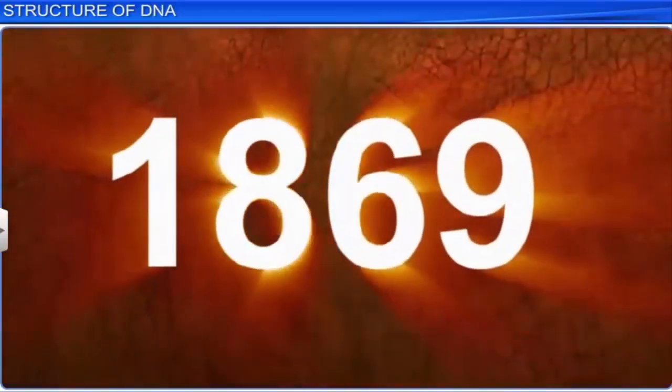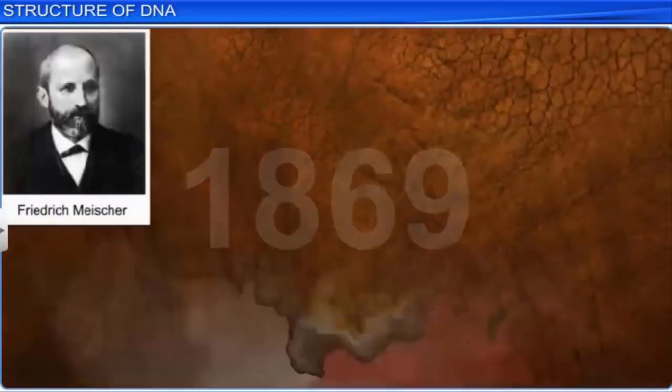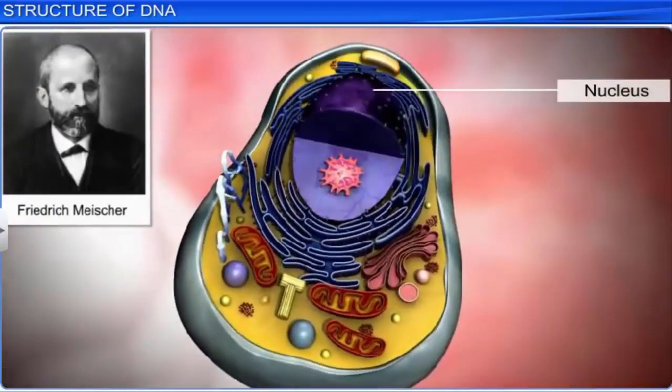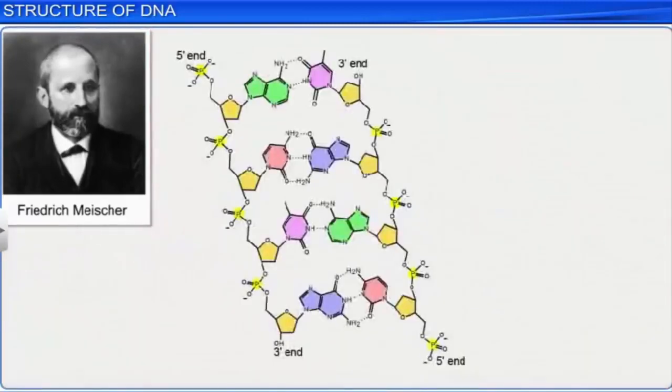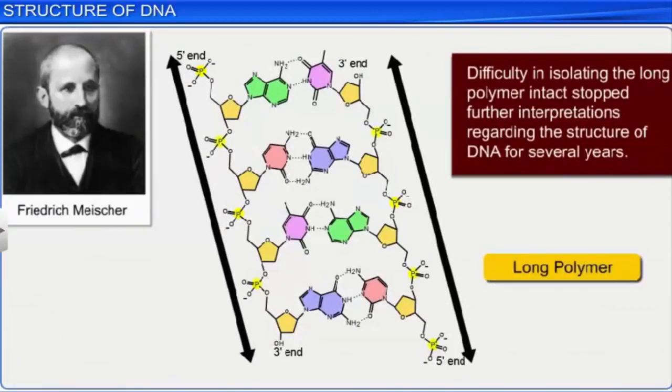It was in the year 1869 that Friedrich Miescher first identified DNA as an acidic material present in the nucleus and called it nuclein. However, technical limitations made it very difficult to isolate such a long polymer intact, and therefore no further interpretations regarding the structure of DNA were made for several years.